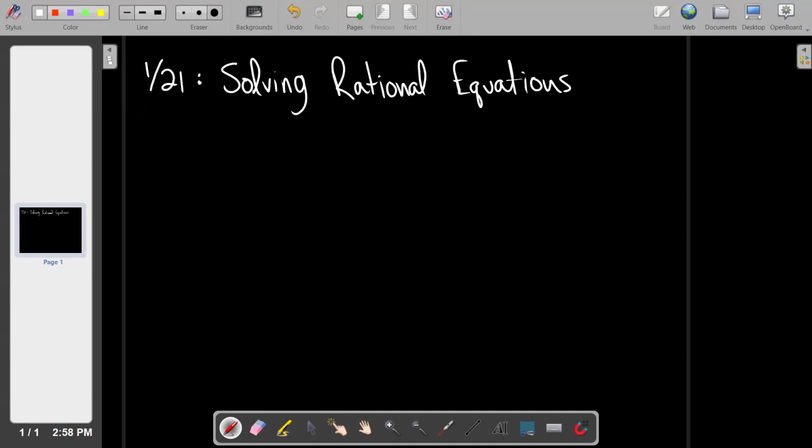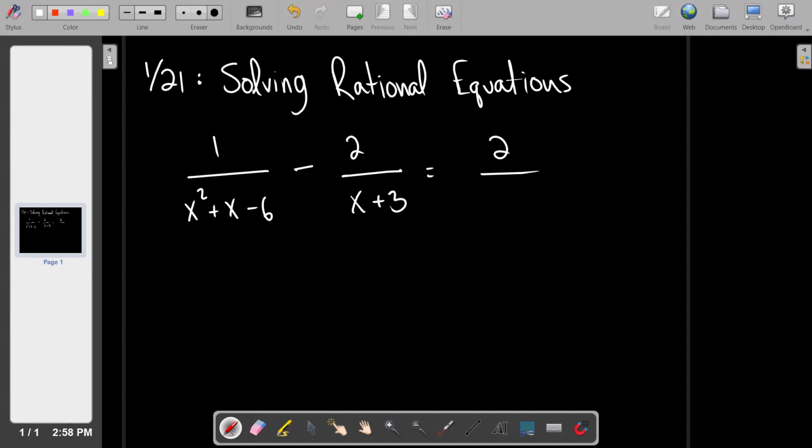So our first example is this one: 1 over x squared plus x minus 6, minus 2 over x plus 3, equals 2 over x squared plus x minus 6.